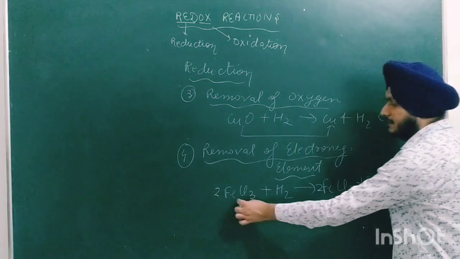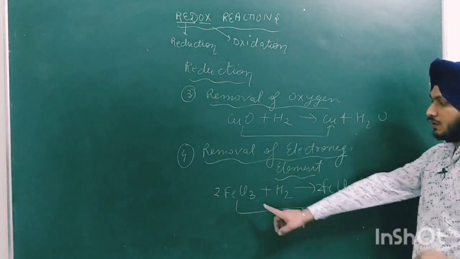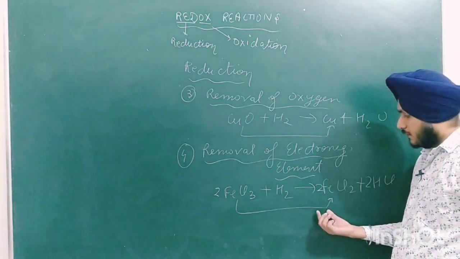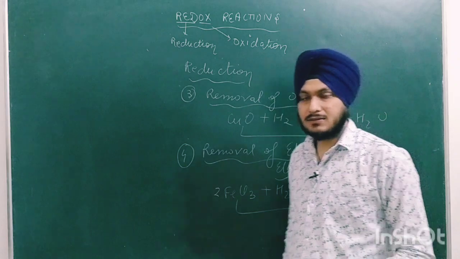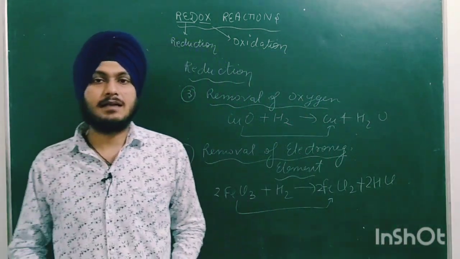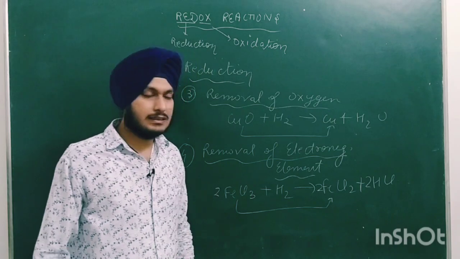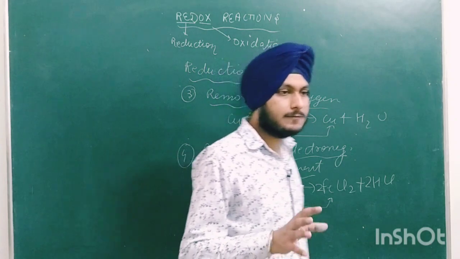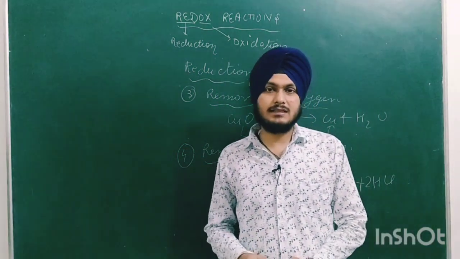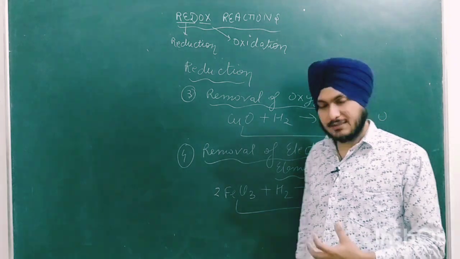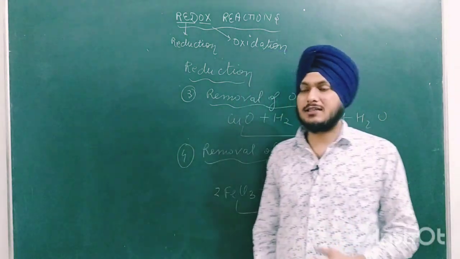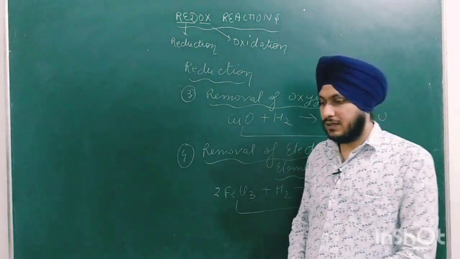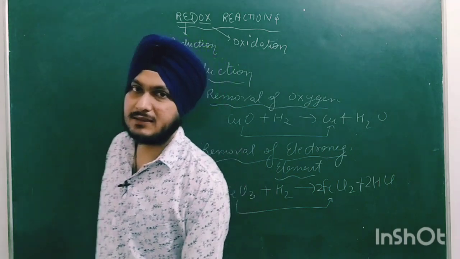So here FeCl3 gets converted to FeCl2, so one Cl gets removed. Cl is an electronegative element, so that is why this is considered to be reduction, the removal of electronegative element. So these are the main four definitions of reduction. The first is addition of hydrogen, second is addition of electropositive element, the third is the removal of oxygen, and the fourth one is the removal of electronegative element. These are the classical definitions.